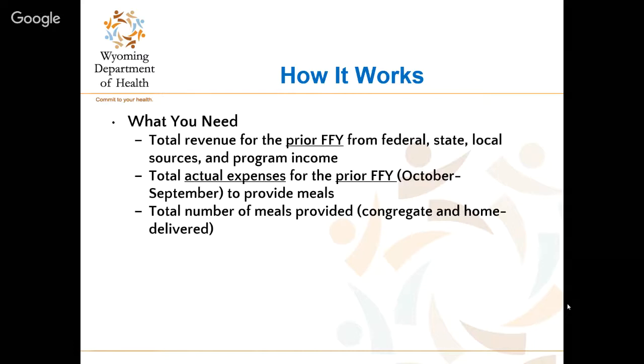First of all, what you need: you do need the total revenue for the prior federal fiscal year. This revenue includes federal, state, local sources, and program income. It also includes NSIP, which is not listed here, but any type of revenue you are receiving for the nutrition program needs to be included on the tool. You also need total actual expenses for the prior federal fiscal year, which, as I mentioned, is October 1st through September 30th. These actual expenses are what you used in that fiscal year to provide meals. And then finally, you need the total number of meals provided within a federal fiscal year. And we need both meal counts for congregate and home delivered if you have both of those programs.